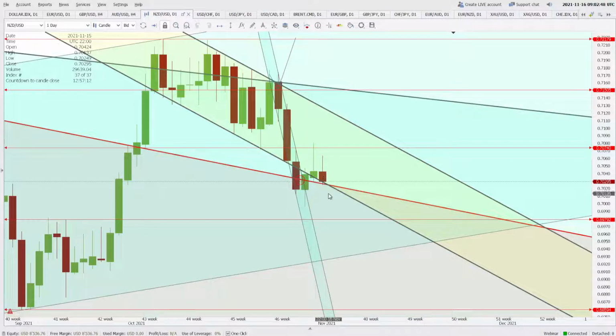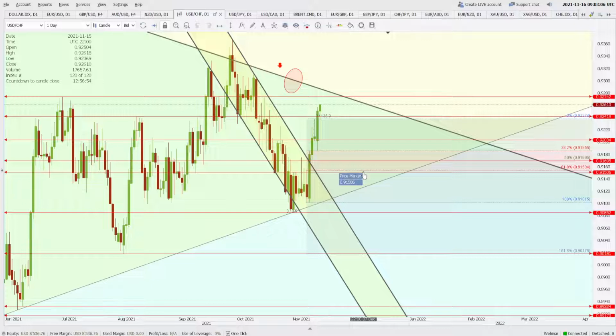I am expecting lower prices here. 0.6979 is what I am expecting in this market. On the high side, we have a resistance at 0.7074, and on the lower side, we have a support at 0.6979. You should be looking for a selling opportunity as and when it arises at the resistance.